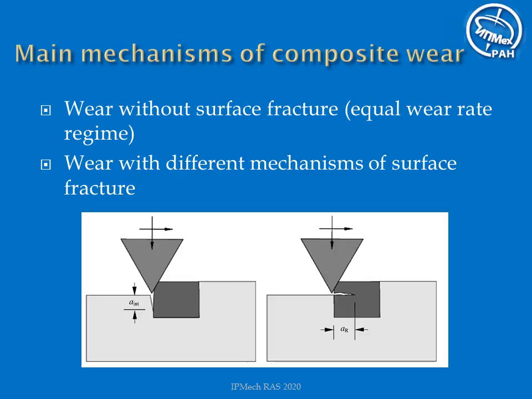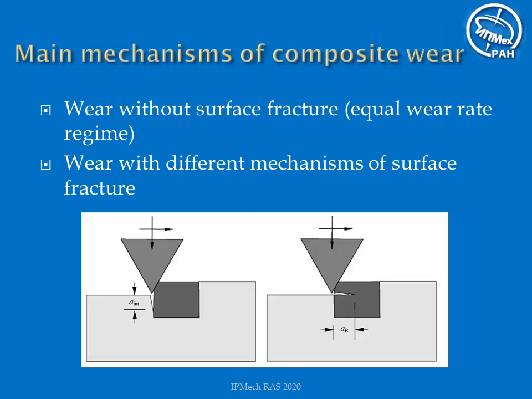The wear mechanisms of composites can generally be divided into two main groups. Firstly, wear without surface fracture or fracture of the material components. This is the wear process with equal and constant wear rates of components.